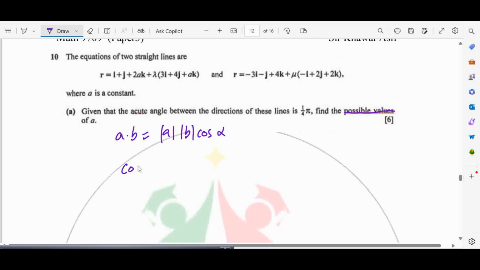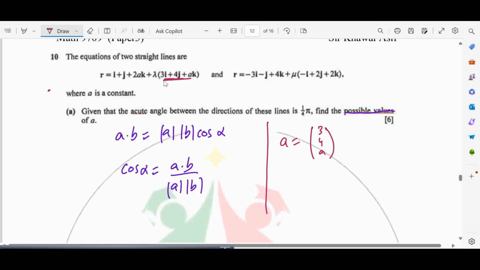So cos of alpha will be equal to A dot B divided by magnitude of A, magnitude of B. Now we need to look at the direction vectors. A will be equal to 3, 4 and A, because we have to see the direction vectors only. And then B is equal to minus 1, 2 and 2.